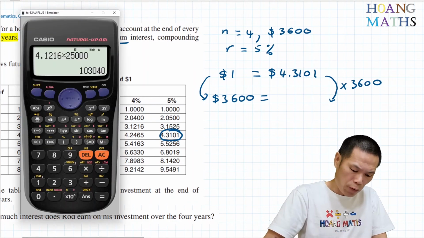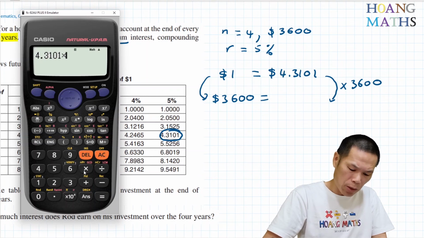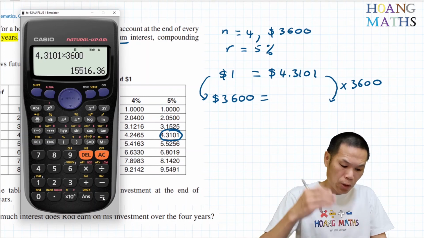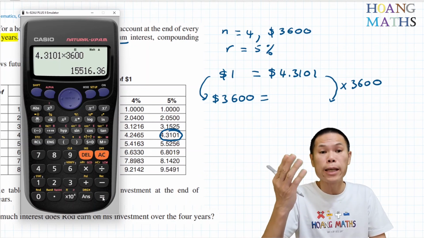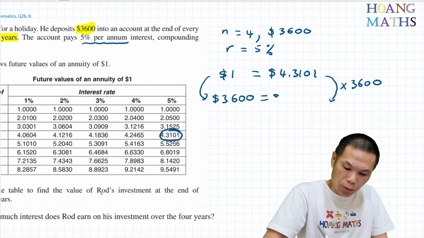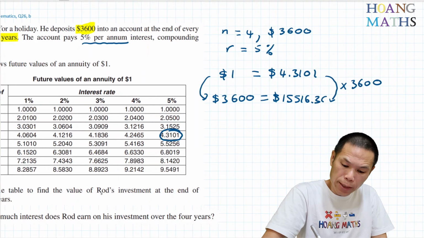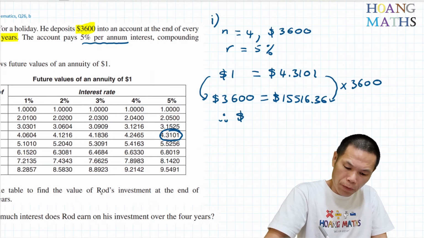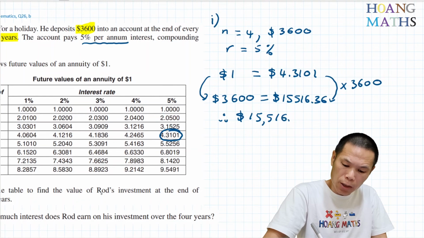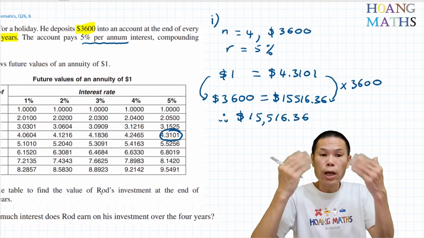4.3101 times by 3,600. There you go, $15,516.36. And this is part 1, of course. So the future value is $15,516.36.